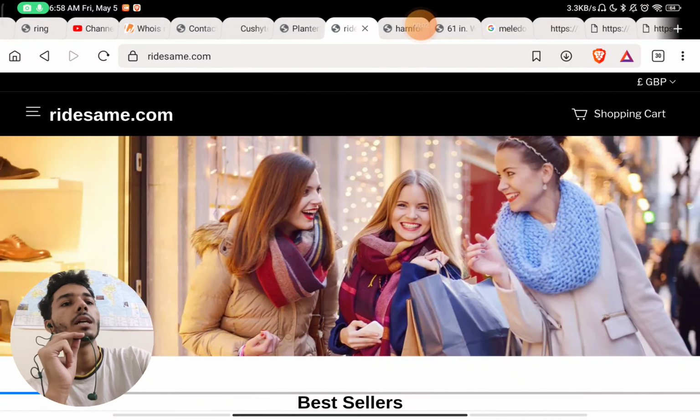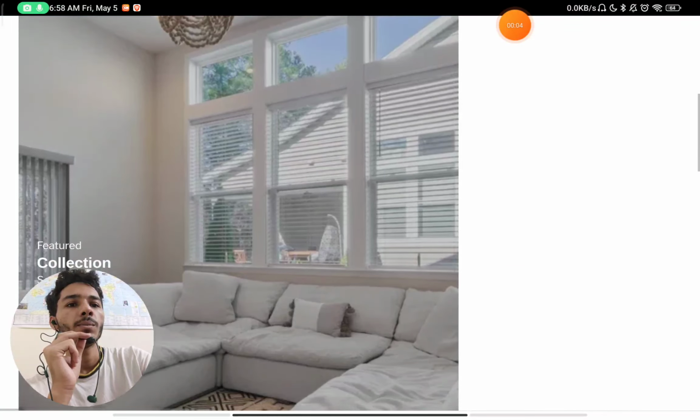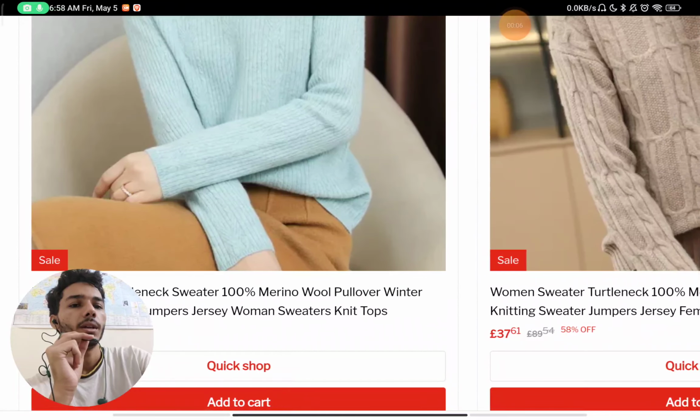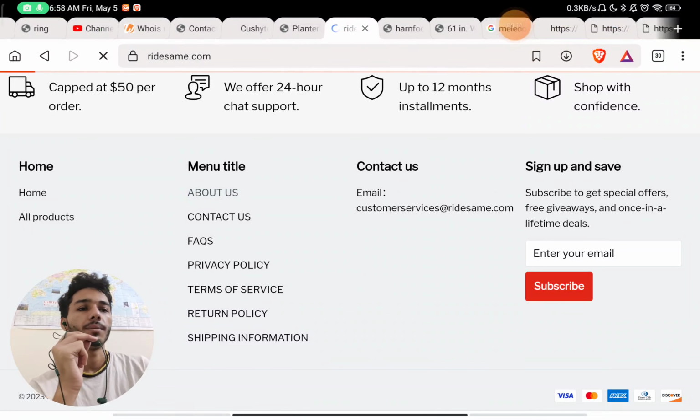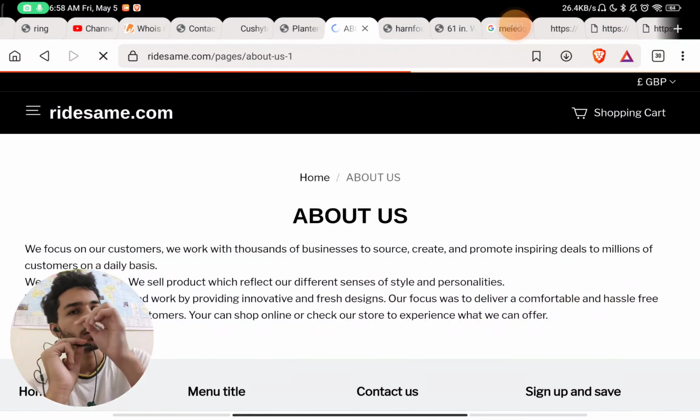Let's see if this ridesame.com is a scam website or a legit website. We will check that, but before that let's start with the about us section of the website. So you will see in the about us section what they have written.